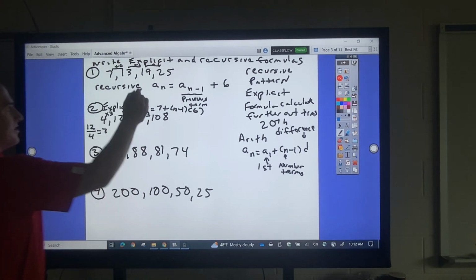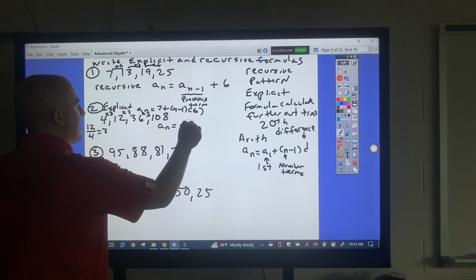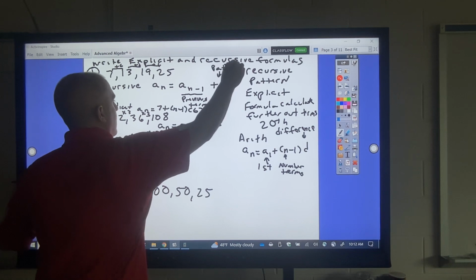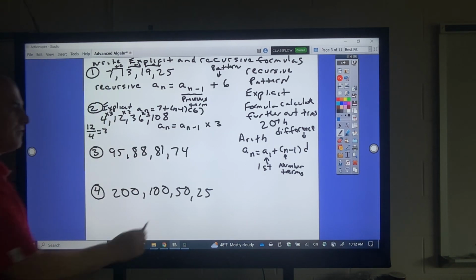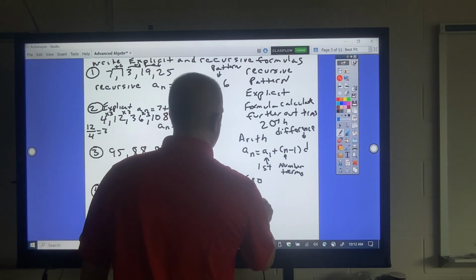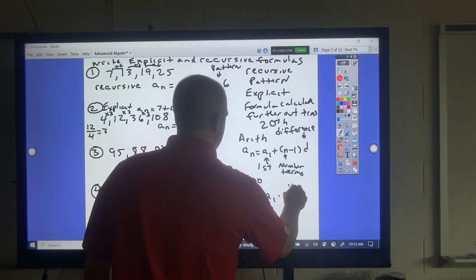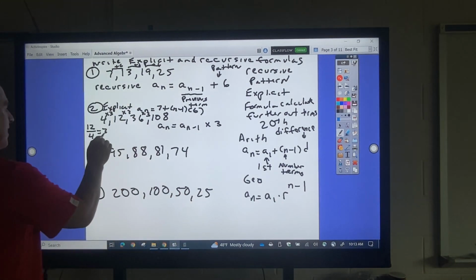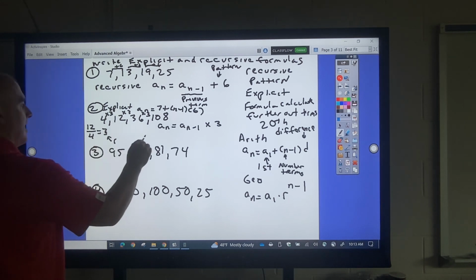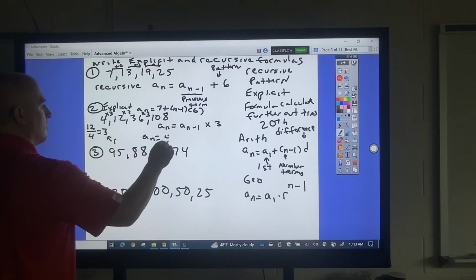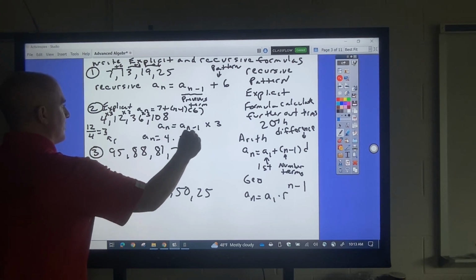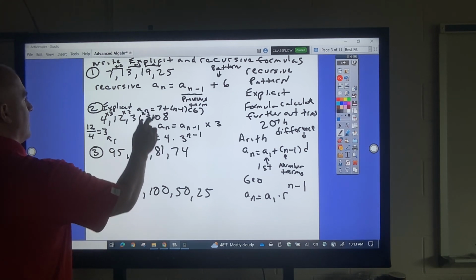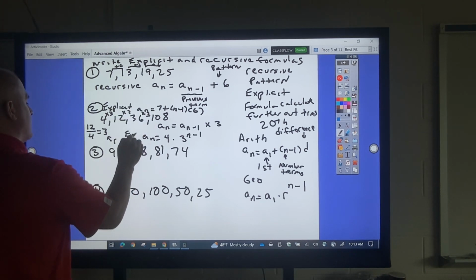So the recursive is the same way: AN equals AN minus 1, and what's the pattern? I'm doing times 3. Now, the explicit for geometric says AN equals A1 times R to the N minus 1. In this case, it's the same deal. I'm filling in the first term, and this is my R right here. So I got AN equals A1, which is 4, times 3 to the n minus 1. That's considered the explicit formula. This is the explicit, and that's the recursive.